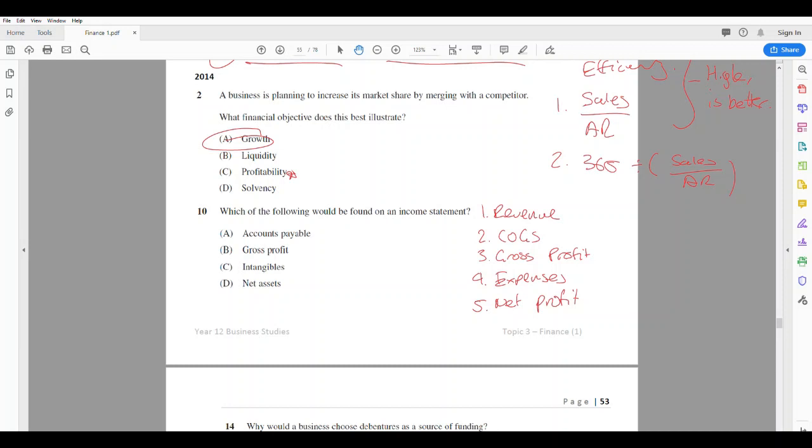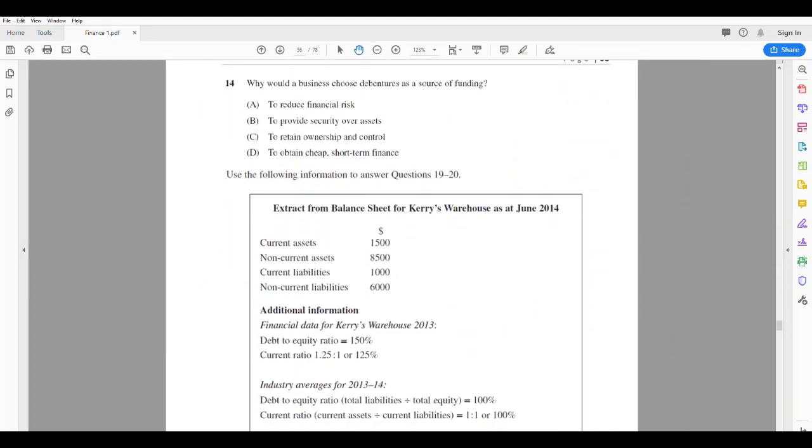Something you do need to be aware of: the difference between the net profit ratio and gross profit ratio is the expenses ratio, just like how in here, the difference between net profit and gross profit is expenses. Something to think about down the track. But obviously we're looking here, is accounts payable here, no. Gross profit over here, so the answer is B. Intangibles, that's part of the balance sheet. Net assets, part of the balance sheet. Okay, so we've done 3 questions already. It's taken us next to no time.